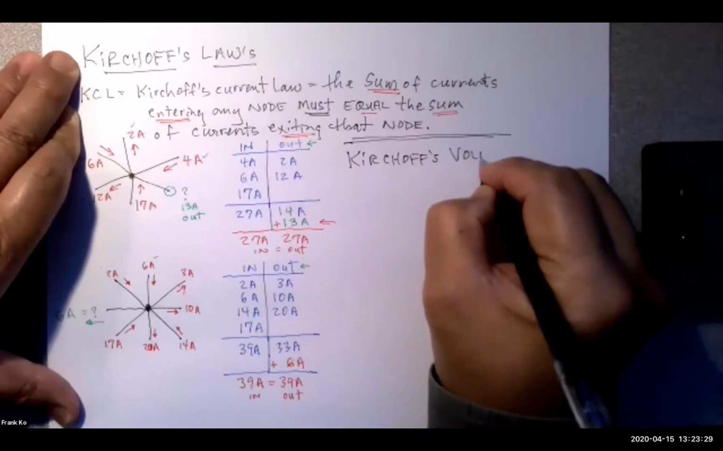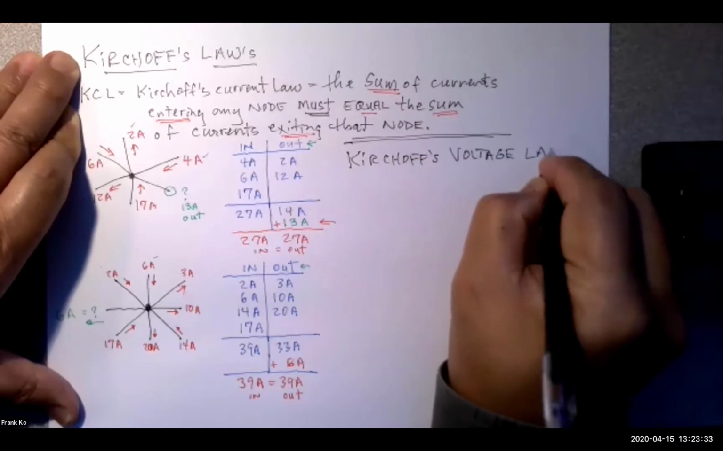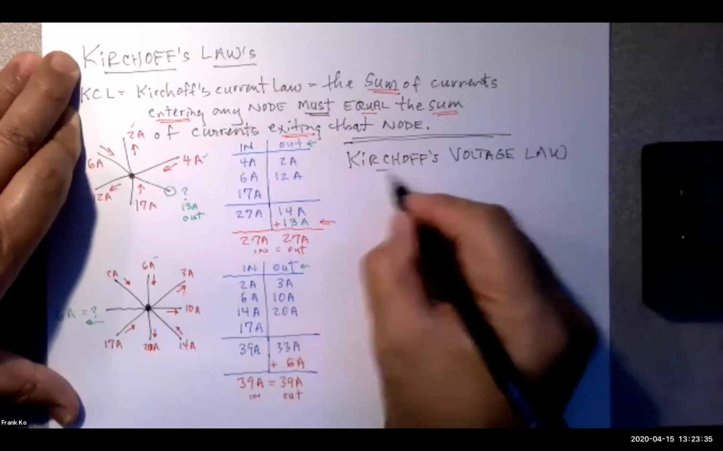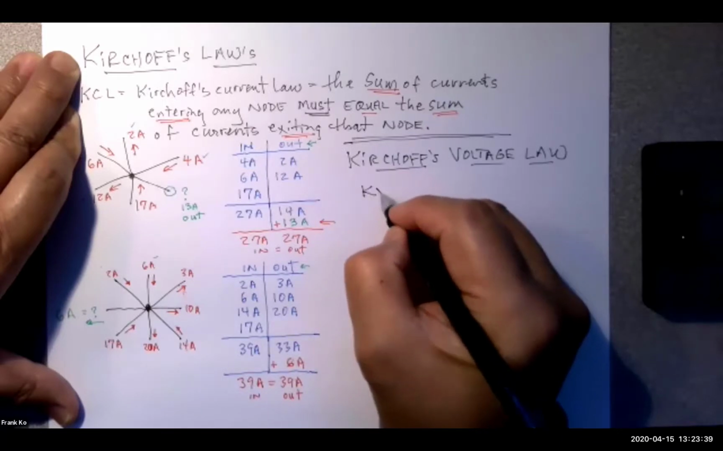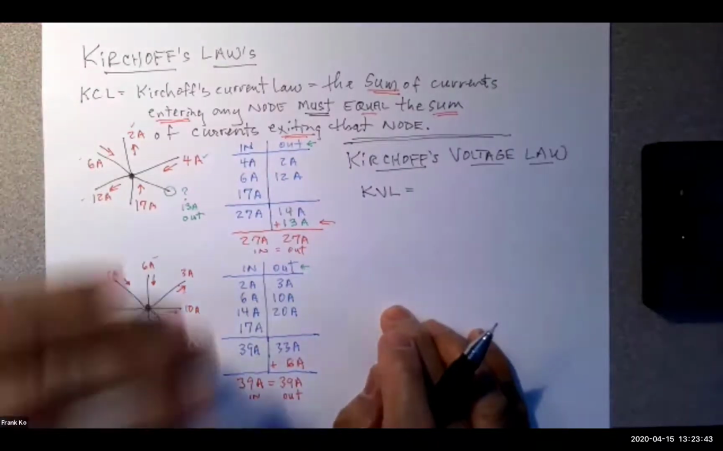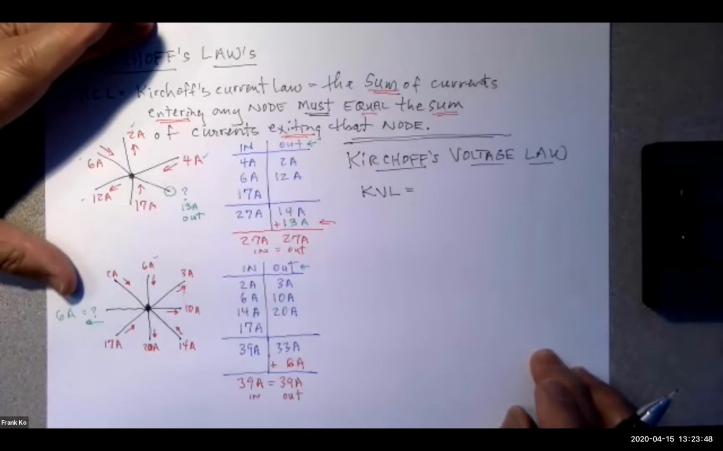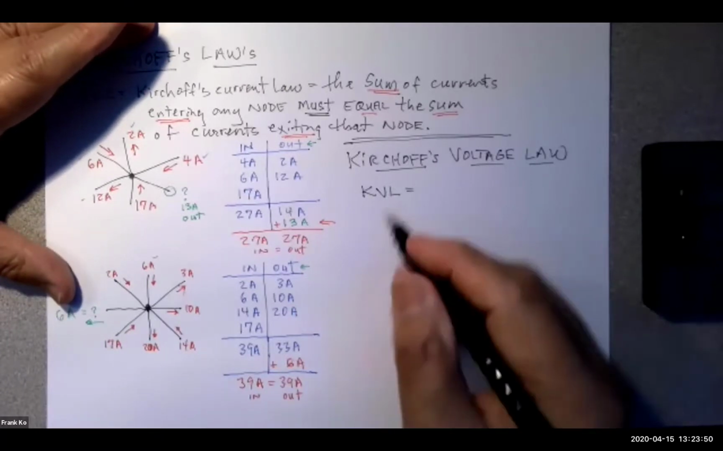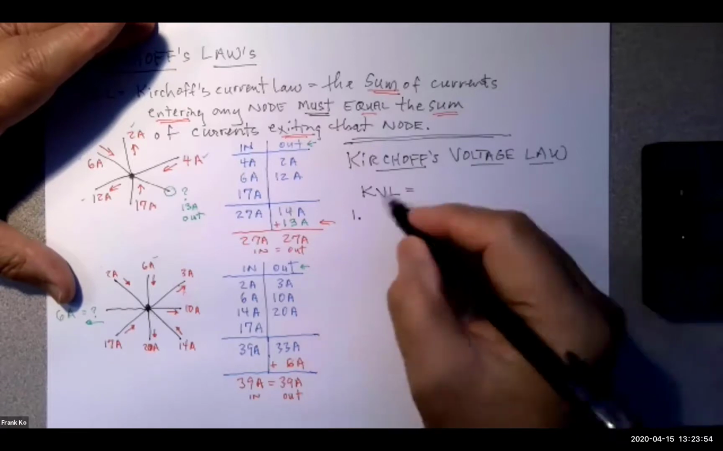Kirchhoff's voltage law. And this is KVL. So you have a KCL and you have a KVL. KVL can be described one of 2 ways. One definition is this.